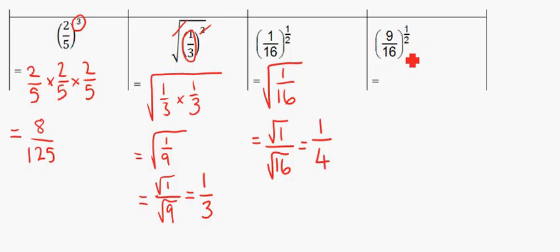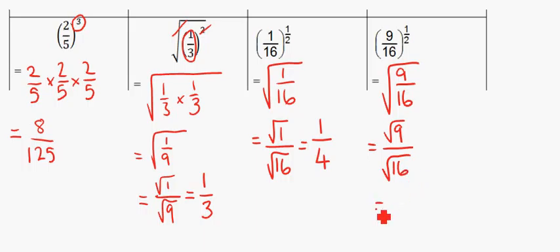And last one, similar, we notice the power of a half, which means to find the square root of 9 over 16. Square root of 9 over the square root of 16, we can do them individually, and we get 3 over 4.